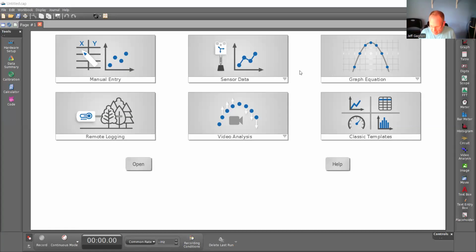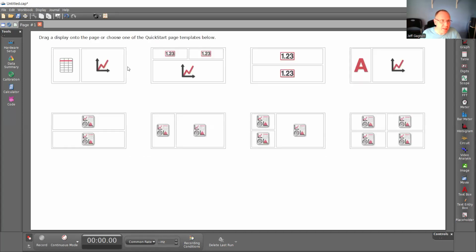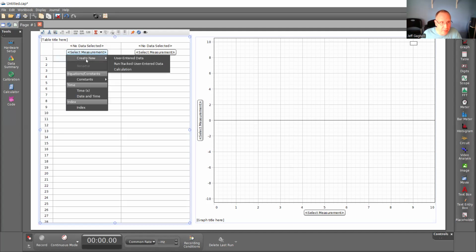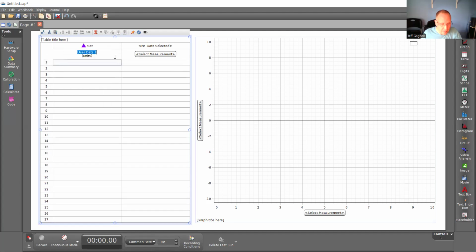Okay, so remember in Pascal Capstone, what we want to do is once we start it up and you get this main page here, go to Classic Templates. And then we almost always use this upper left-hand icon here with the table and the graph. So I'll click on that. Then for the X variable, I want the length, right, of the pendulum. So I'm going to do the select measurement, create new, user enter data. I'll call this length. And then I'll hit tab and do cm for centimeters or units.